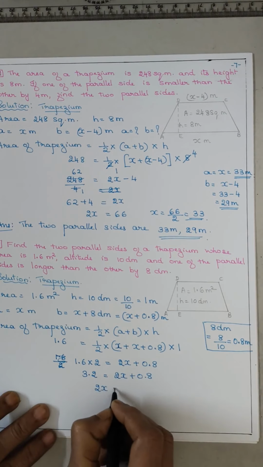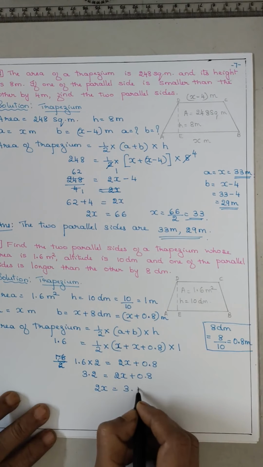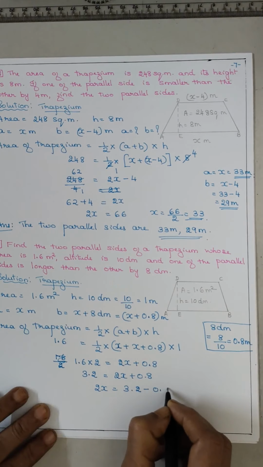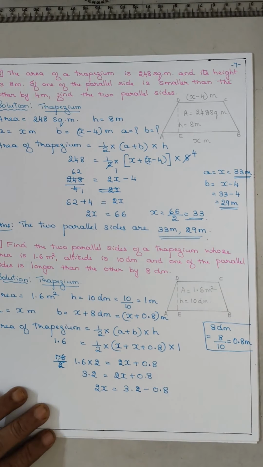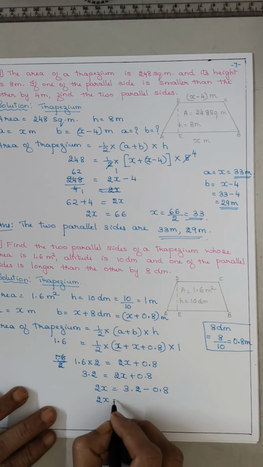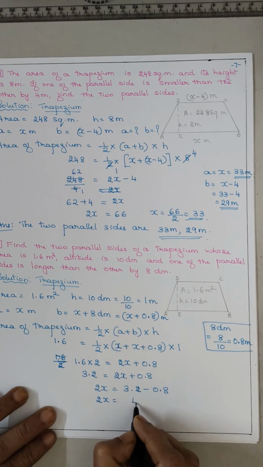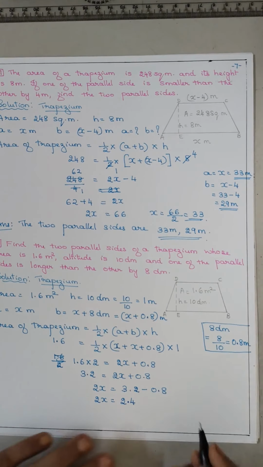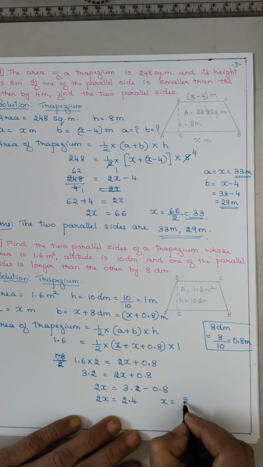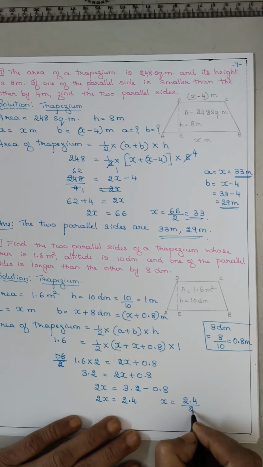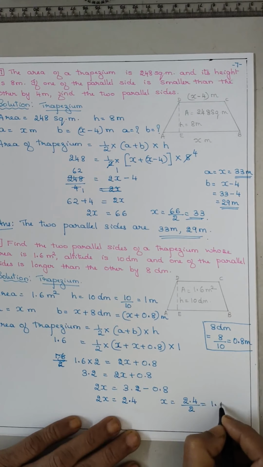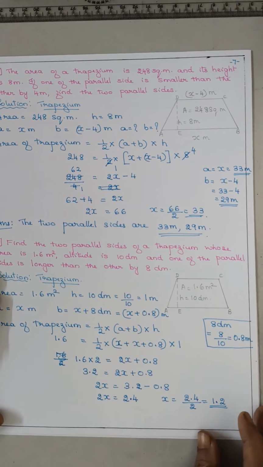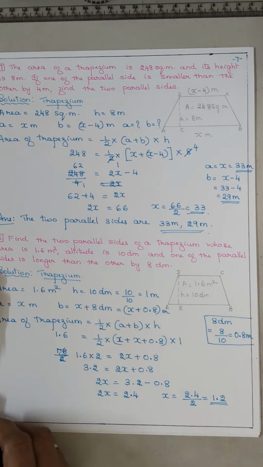So 2x is equal to 3.2. 0.8 when going to the other side will become minus. So 2x is equal to 3.2 minus 0.8, that is 2.4. Now 2 is remaining. So x is equal to 2.4 upon 2. Divide. So it becomes 1.2. So you got one side answer.